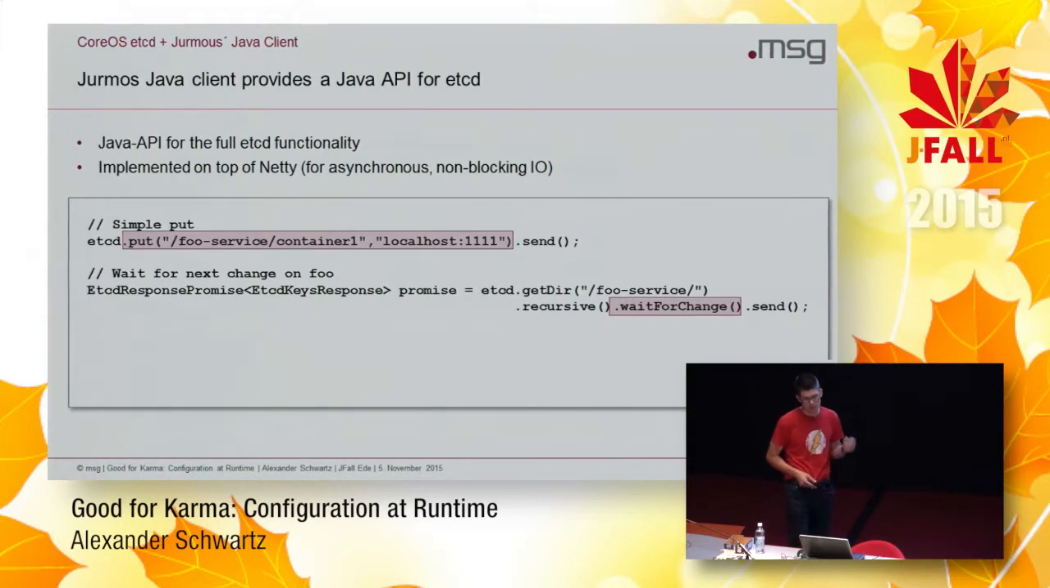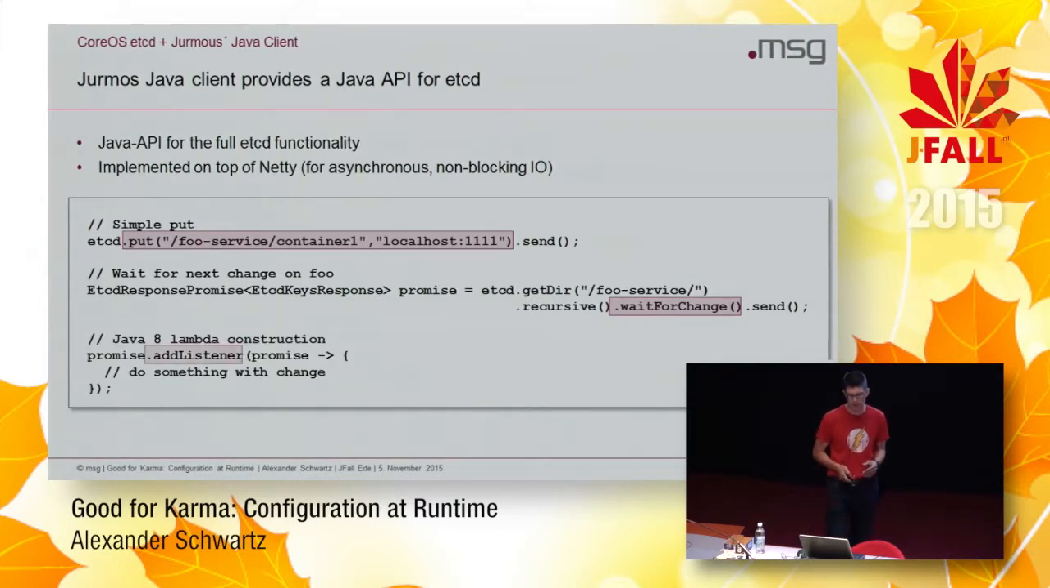And I can also then do this long poll that we've seen before with the wait query parameter. So in this case, I receive a promise, and on this promise, I then can add a listener to be notified once something changes in etcd. Yeah. So that's the Java API, very nice Java API for etcd.